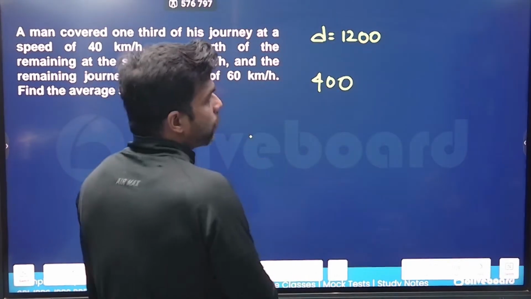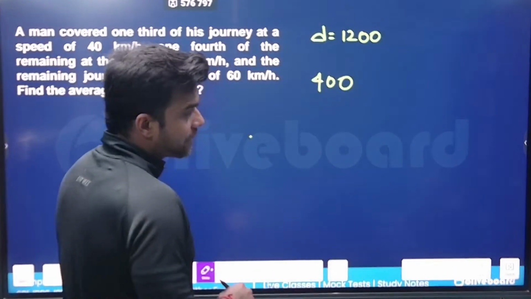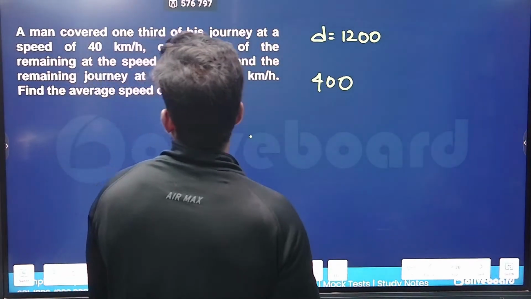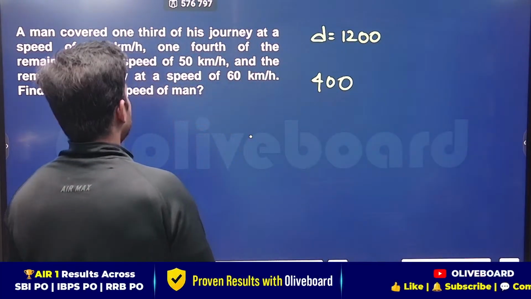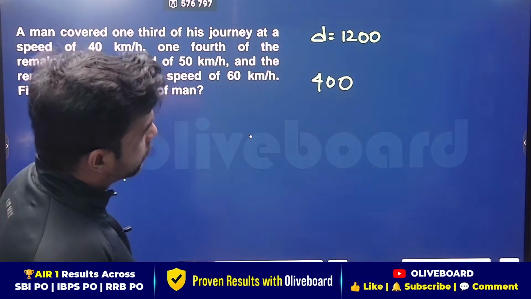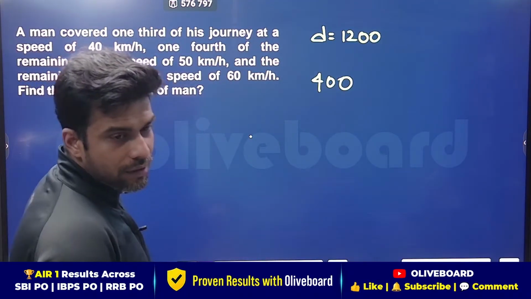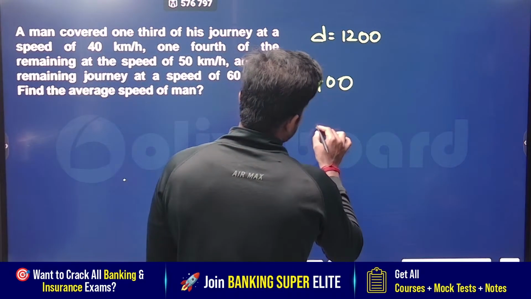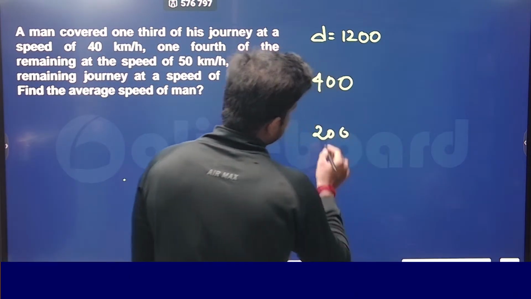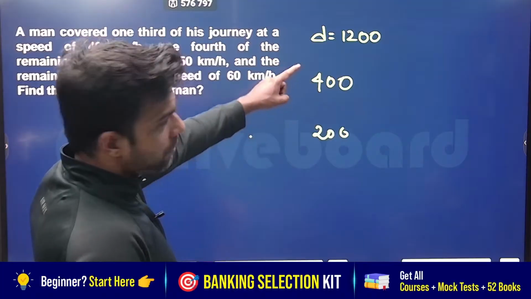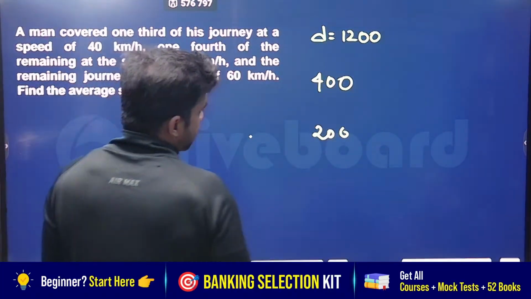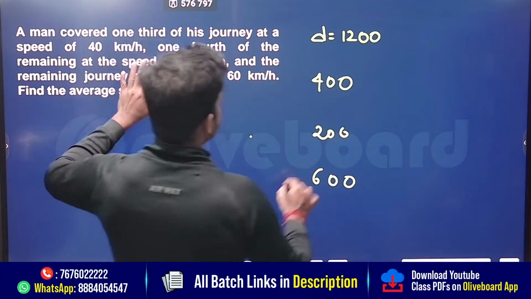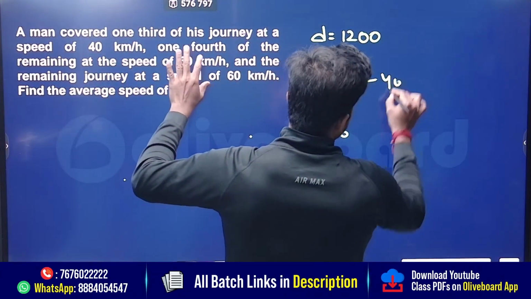Okay. 1/4 means, can I say 1/3 at 40 kilometers per hour. Then 1/4 would be how much? This would be 200. And the remaining, because you got your 1200, you got your 600, remaining would be 600. Correct. Now respective speeds are given, which is 40. Here it's given how much?